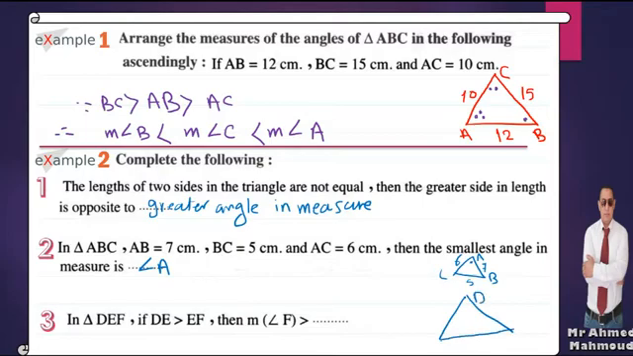D, E, F. Here DE is a big side, EF is a small side. DE is opposite to angle F, then angle F is a greater angle. EF is opposite to angle D, then angle D is a smaller angle. Then the measure of angle F is greater than the measure of angle D.